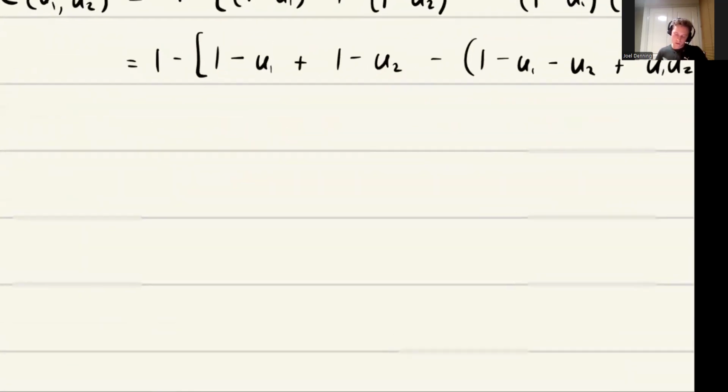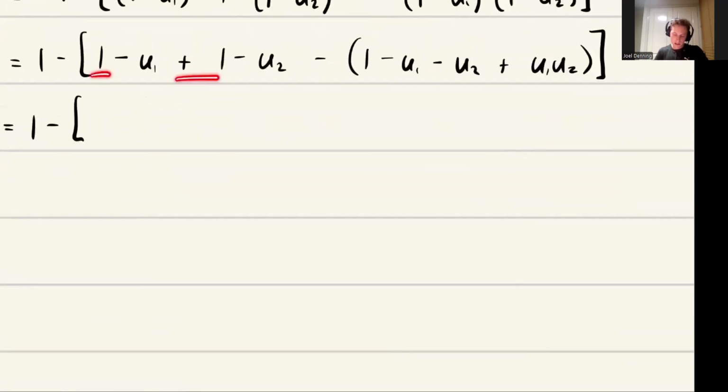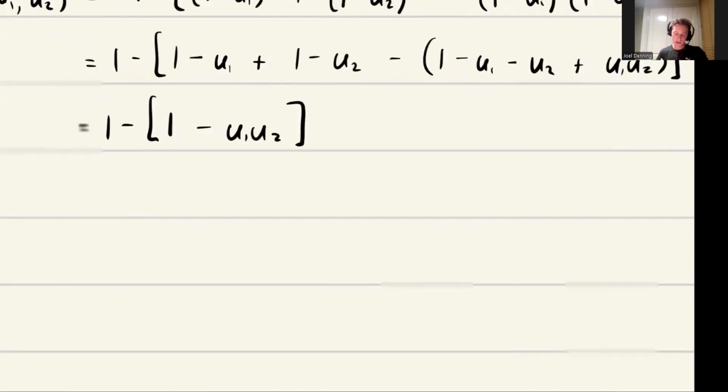Okay, so let's see. Simplifying a little bit more inside here, we're going to have 1 plus 1 minus 1, so we're just going to have 1. We've got a minus u1 minus u1, but there's a negative there as well, so it'll become a plus. So there's no u1. And then similarly, minus u2 minus minus u2, so no u2s. And then minus u1 times u2. So we're just left with this.